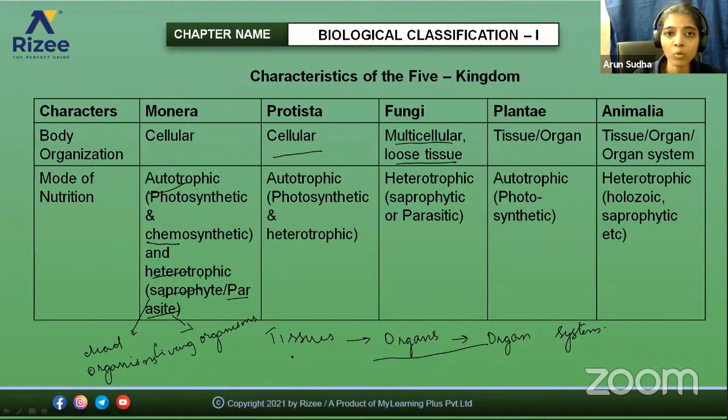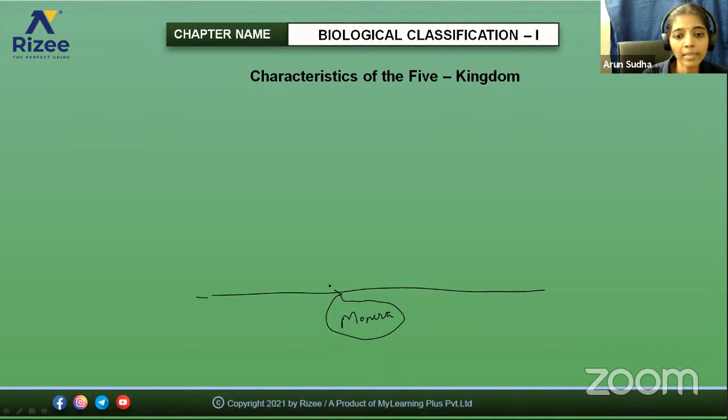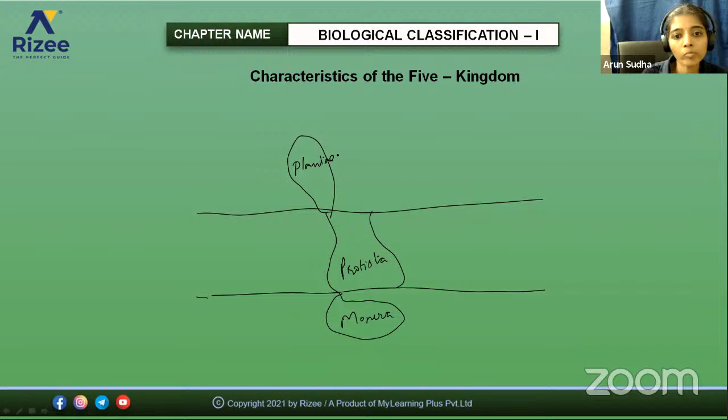So we'll then see about the different types. For example, if you take the 5 kingdom classification, the lowermost one is the Monera. Then there comes the Protista. Then there comes Kingdom Plantae, and Kingdom Fungi, and Kingdom Animalia.